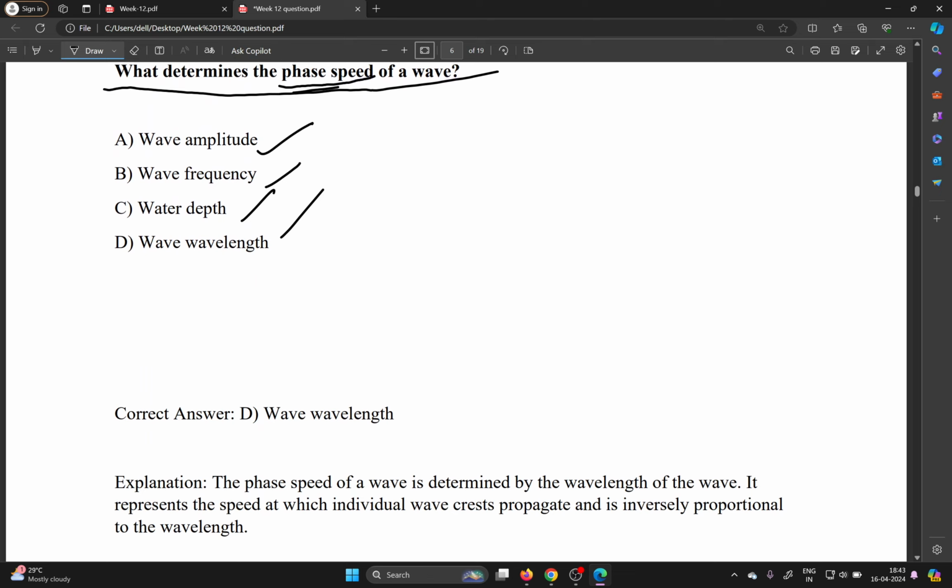So the wavelength determines the phase speed of the wave. How? The phase speed is determined by the wavelength of the wave. It represents the speed at which an individual wave crest propagates, and it is inversely proportional to the wavelength. Remember.